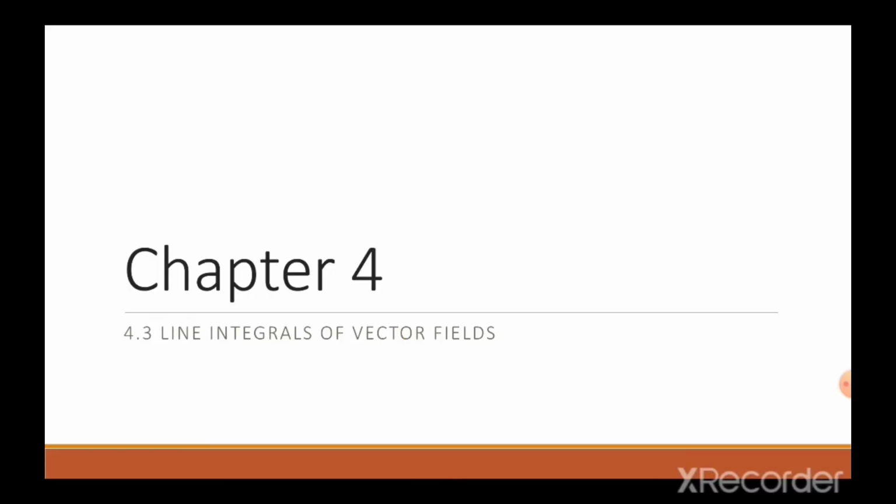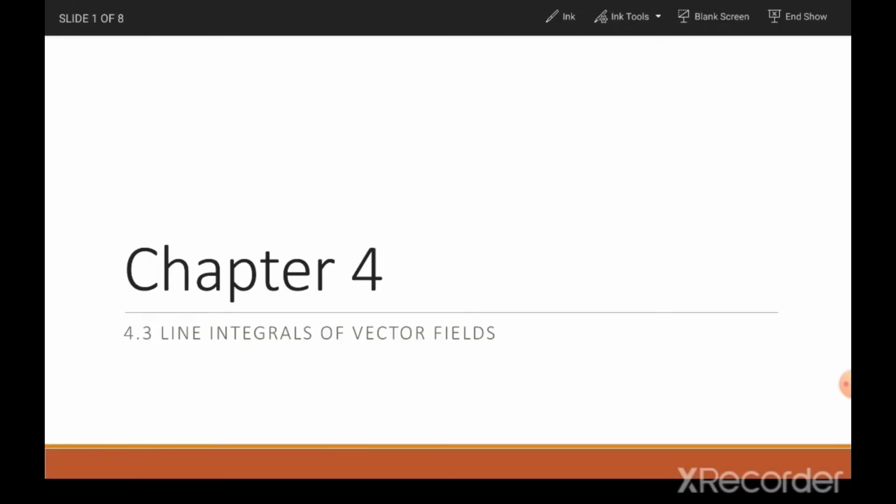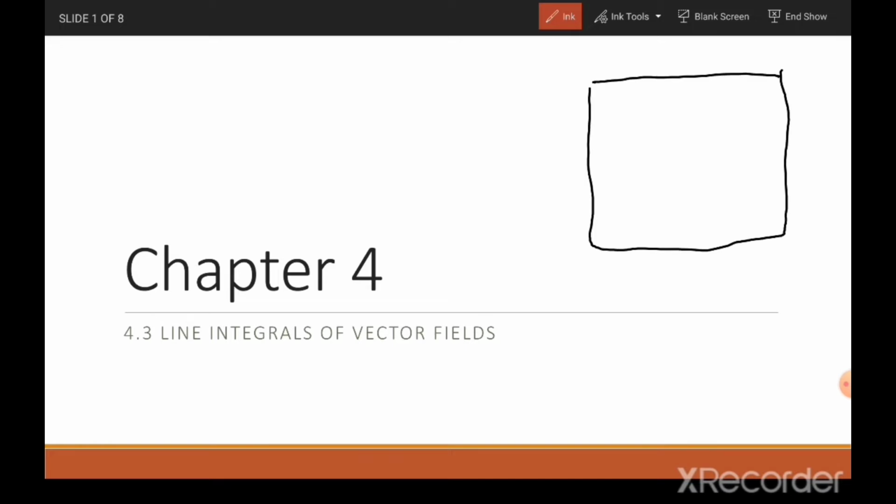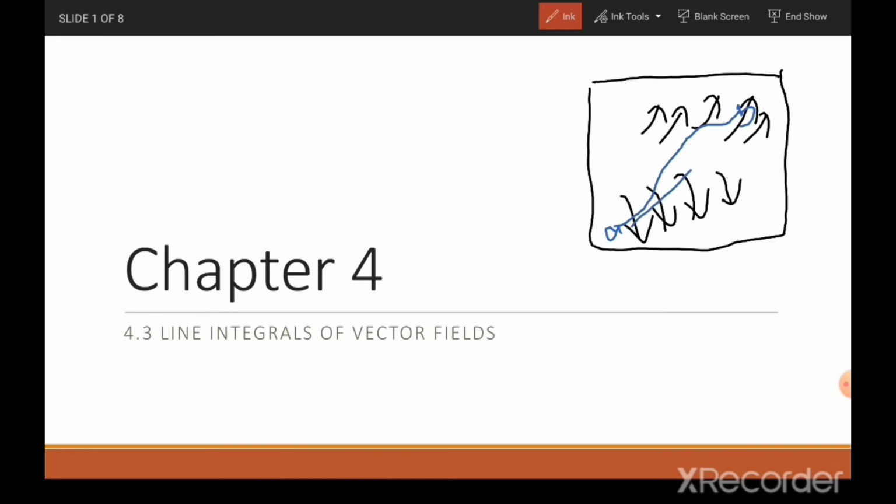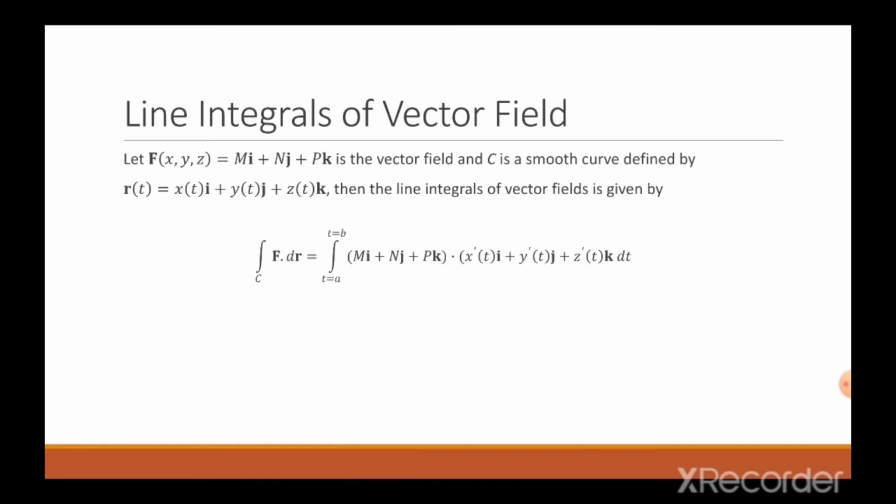Now we go on to how to find the line integral of the vector field. What is the line integral? Such as I draw here, this is the vector field, maybe for the wind direction, for example. For the line integral, we have the line here, and the line integral is actually the surface area below the dotted line.